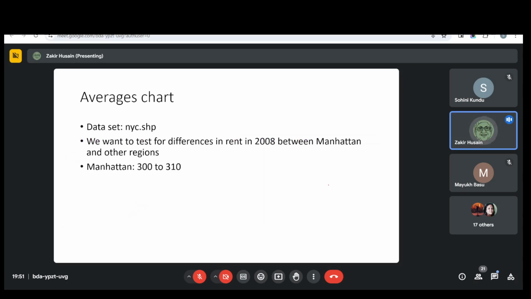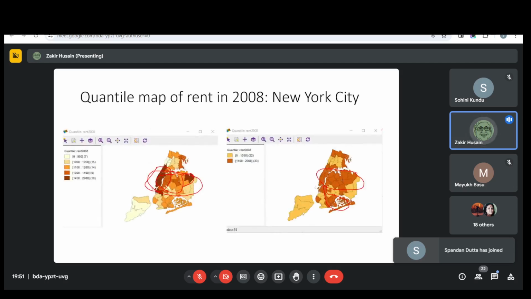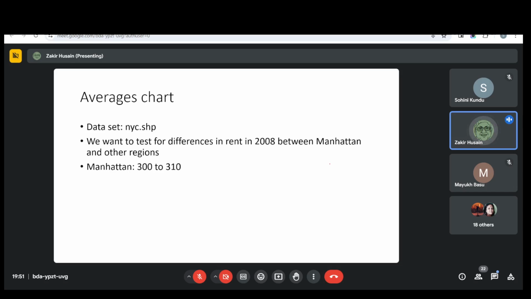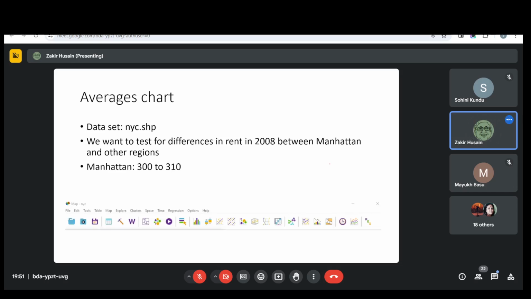So how do we identify? First let us focus on just Manhattan. Manhattan is this area. So how do we distinguish or identify Manhattan? The codes for sub-borough is 300 to 310. Now, at the bottom of this slide, you can see that this is the GeoDa toolbar, and we go to this one. So from the right-hand side, the second one, between regression and the clock.